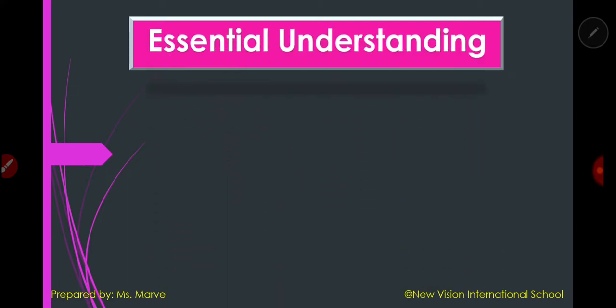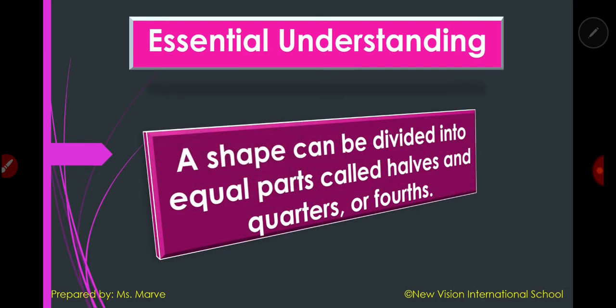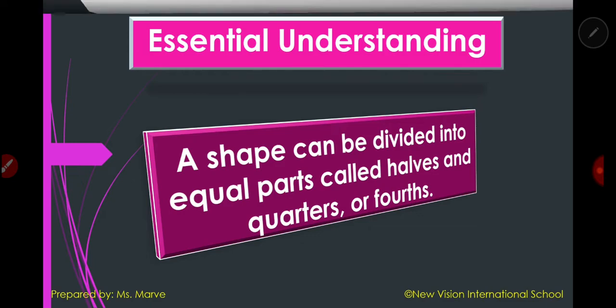Okay, of course, I want you to read with me the essential understanding of this lesson. Are you ready? 1, 2, 3, start. A shape can be divided into equal parts called halves and quarters or fourths.